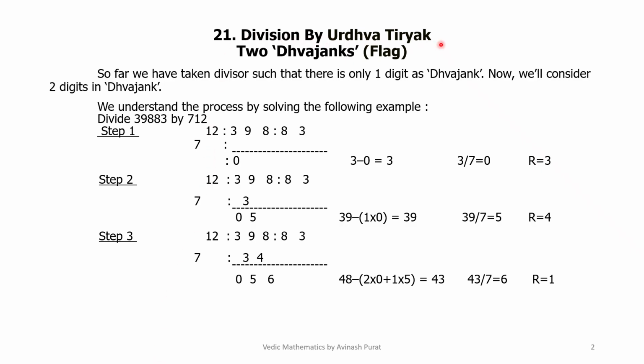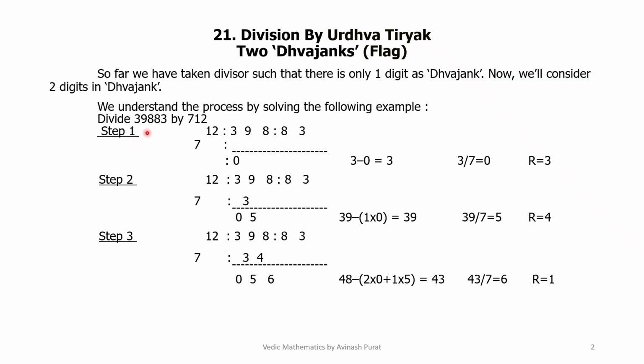Division by Urdhva Tiryak, two Dhvajanks. So far we have taken a divisor such that there is only one digit as Dhvajanka. Now we will consider two digits in Dhvajanka. We understand the process by solving the following example.